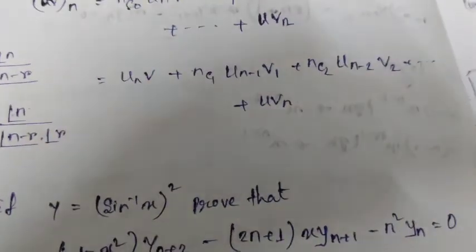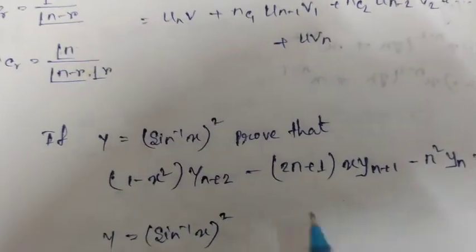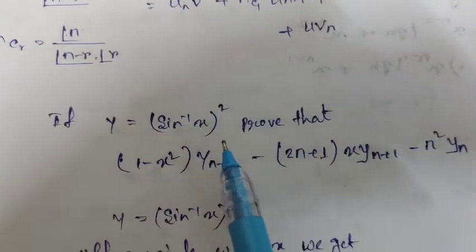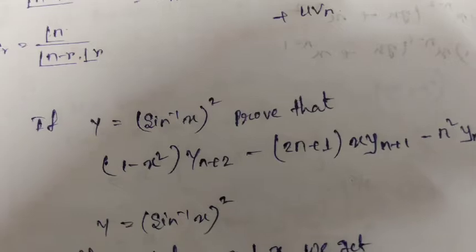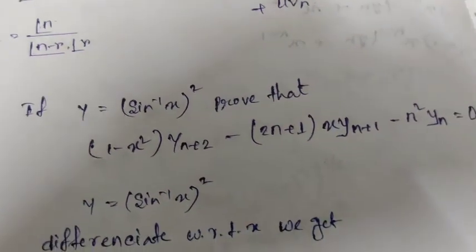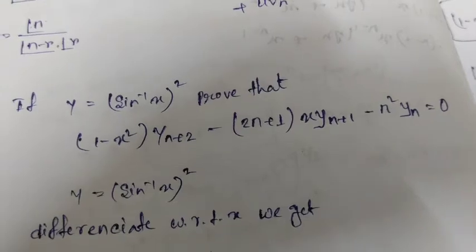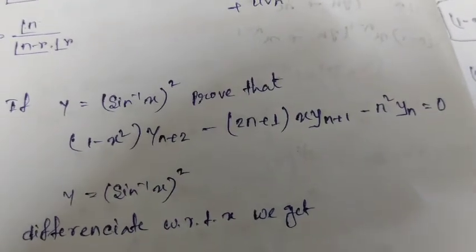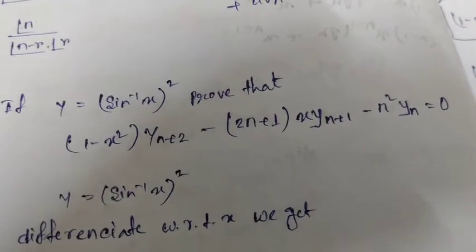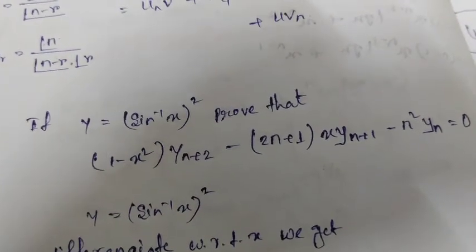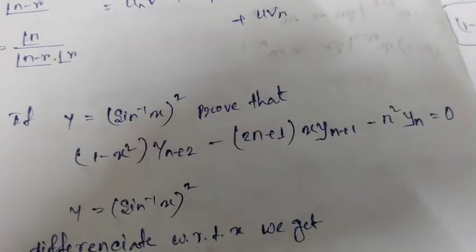So here we take one problem: if y is equal to (sine inverse x) whole square, then prove that (1 minus x square) y(n+2) minus (2n+1) x y(n+1) minus n square yn is equal to 0. So here what is given is that y is equal to (sine inverse x) whole square. And see the question, here the highest order derivative is y(n+2).